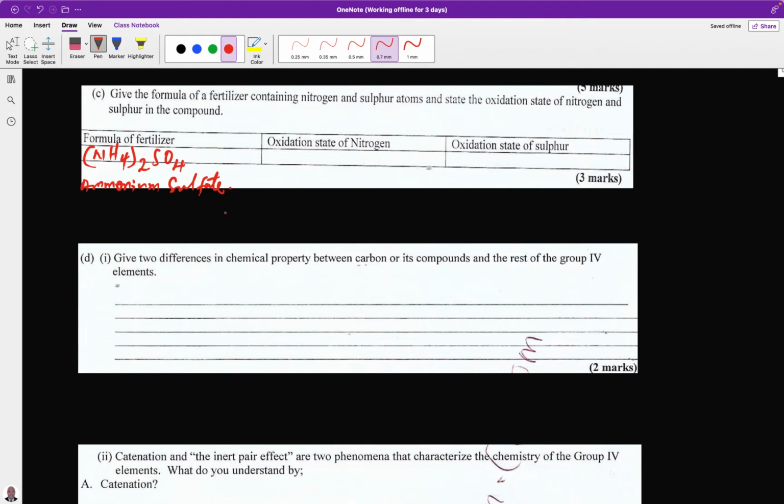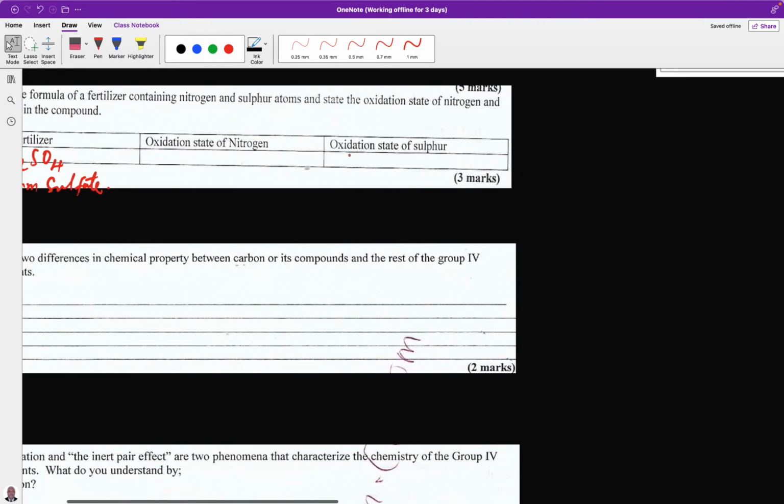Ammonium sulfate is a good example of a fertilizer containing nitrogen and sulfur. Now, if we want to calculate the oxidation state of nitrogen in this compound, ammonium sulfate, there are many ways we can calculate it.